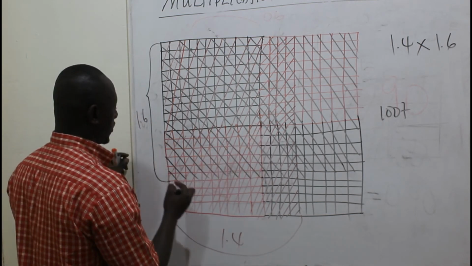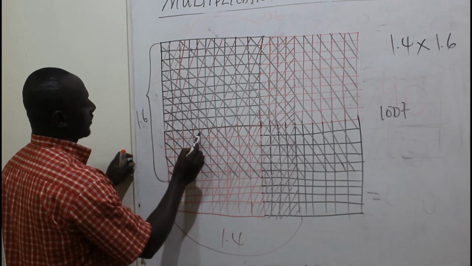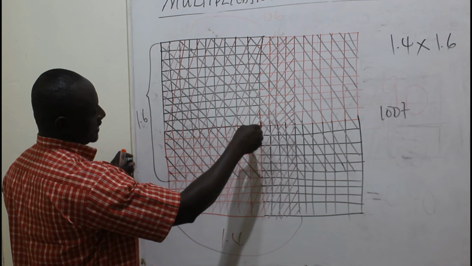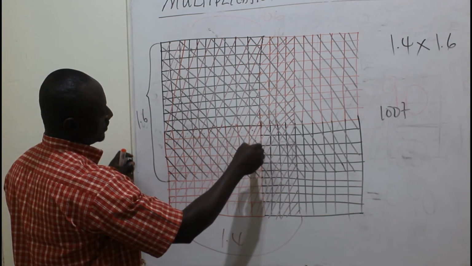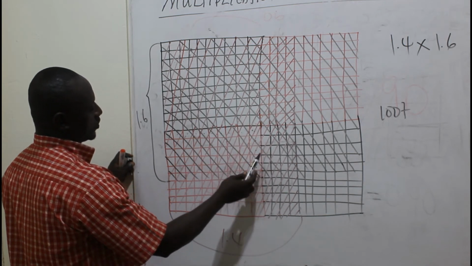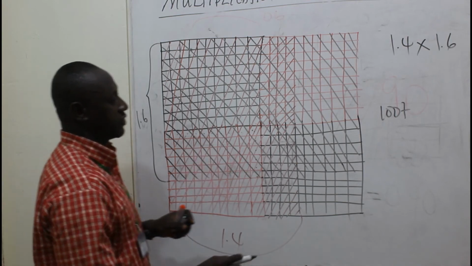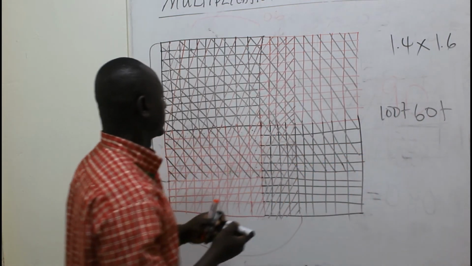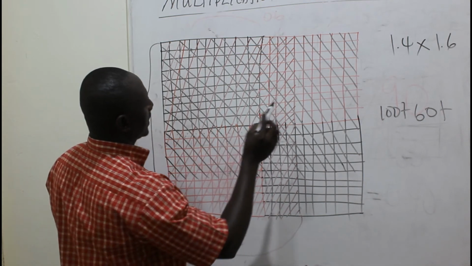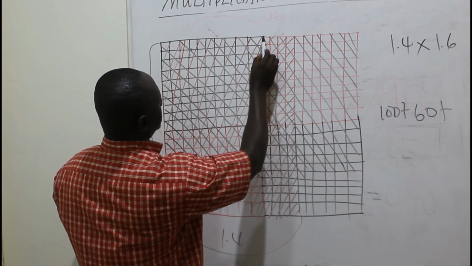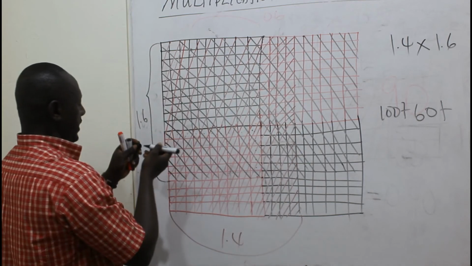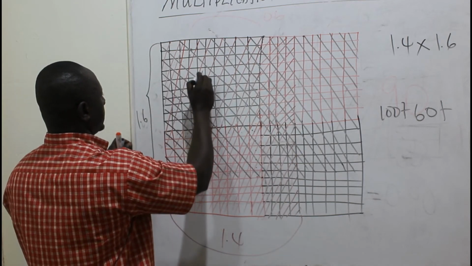So what is the shaded portion? Let's count. 1, 2, 3, 4, 5, 6, 7, 8, 9, 10. By 1, 2, 3, 4, 5, 6. So 10 by 6 is going to give you 60. Plus, let's look at this one too. This place, from this point up to this point. So we can have the regions as A, region A.